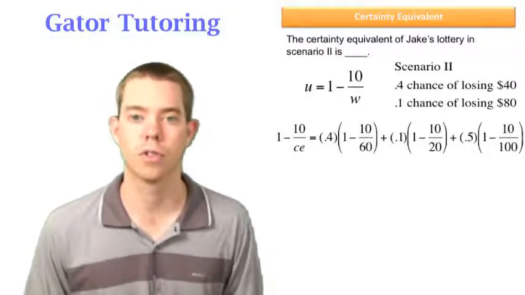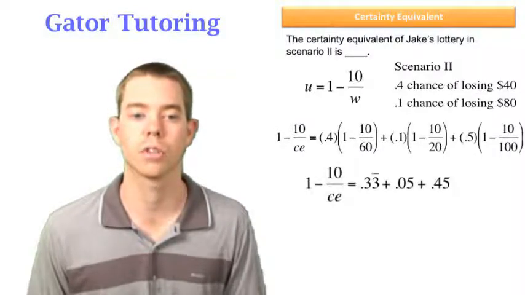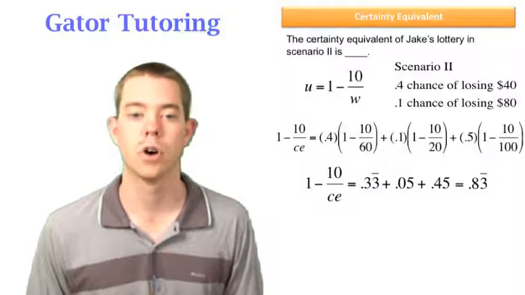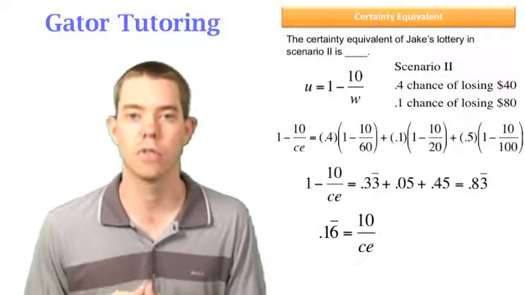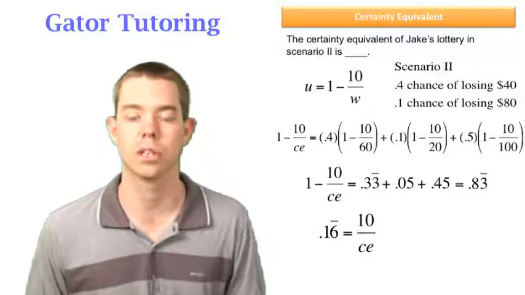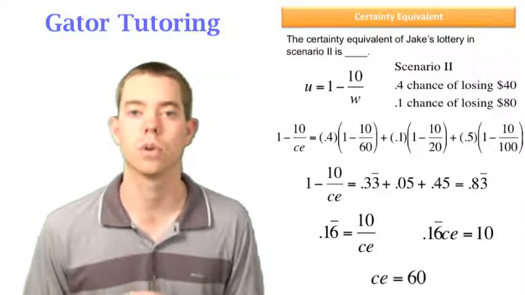So 1 minus 10 over the certainty equivalent is equal to the 40% chance we end up with 60, the 10% chance we end up with 20, and the 50% chance we end up with 100. This is a lot of math from here. We're just going to work that out. We find that 1 minus 10 over the certainty equivalent is equal, once we add all those up, to 0.8333 repeating. So we can subtract 0.8333 from each side and add 10 over the certainty equivalent to each side. So I've just simplified this to 0.166 repeating is equal to 10 over the certainty equivalent. Cross multiply by each side and divide through by 0.166 repeating, and I get the certainty equivalent is equal to 60.